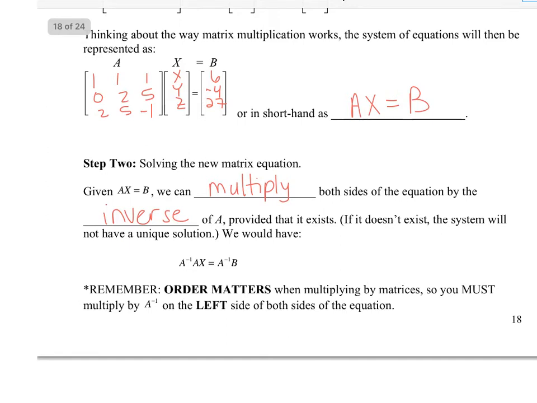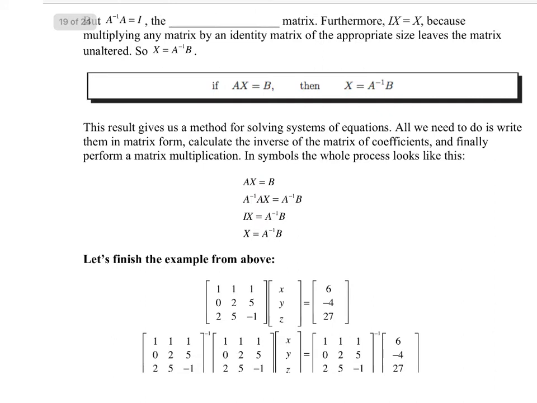But if it does exist, we're going to multiply both sides of the equation by the inverse. Please remember that order matters when you multiply matrices, so you have to multiply by the inverse on the left-hand side of both equations. So that you have A inverse times A, which is going to give us the identity, leaving us with just x. And then you have to do the exact same thing on the right-hand side to maintain equality, so you have to do A inverse on the left times B. The multiplication may not even be defined if you try and put it on the other side, and you won't get the right answers. So remember that if you take the inverse times the original, you get the identity matrix.